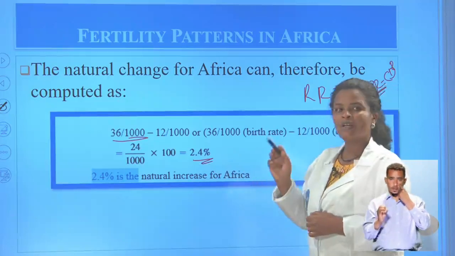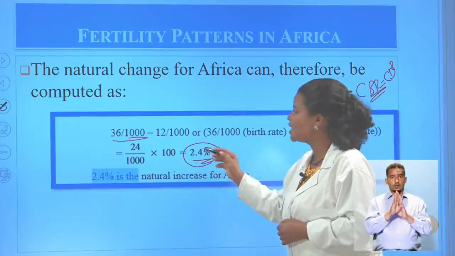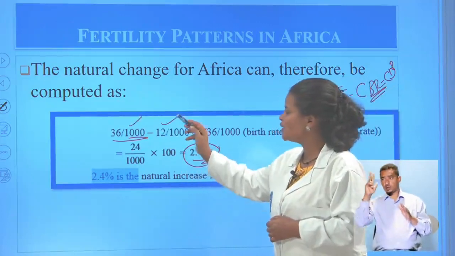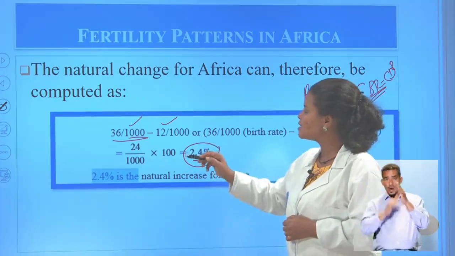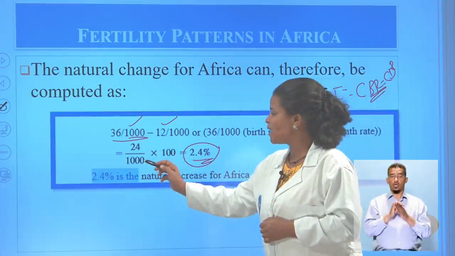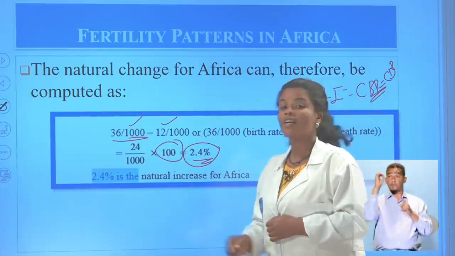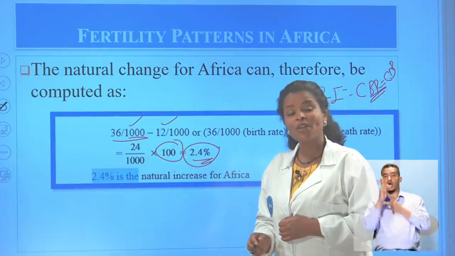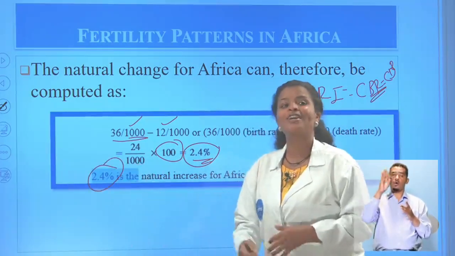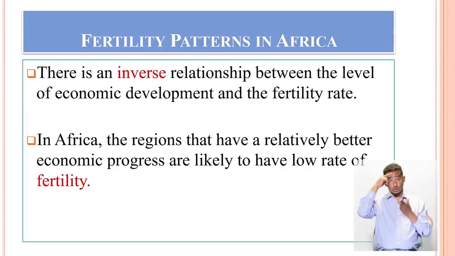So it gives us a 2.4% rate of natural increase expressed in percent. The birth rate is 36 minus 12. It gives us 24 divided by 1,000, and to change to percent we multiply by 100. So the rate of natural increase in Africa results in 2.4%. It has a high fertility rate because the result is very high.